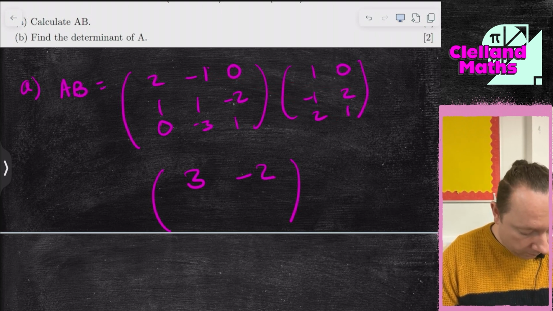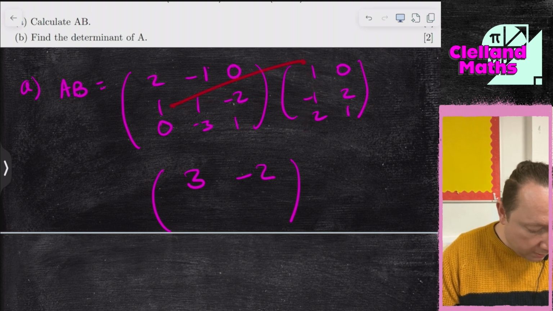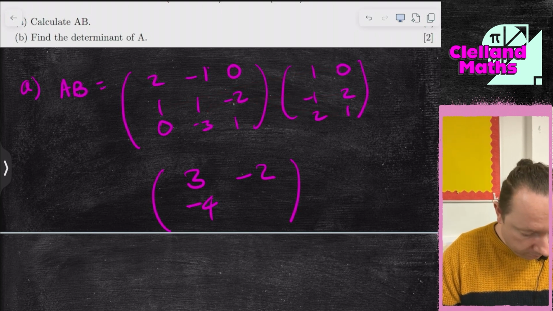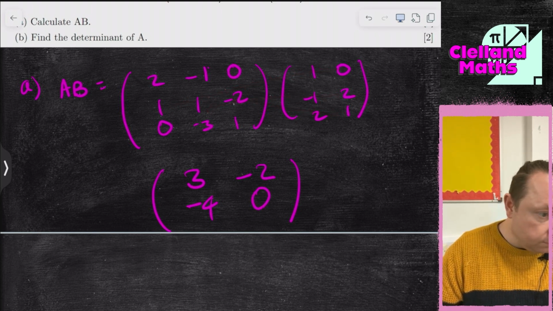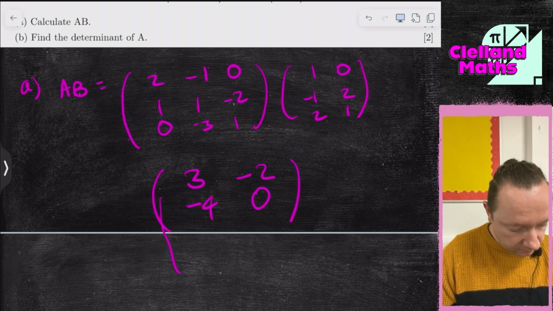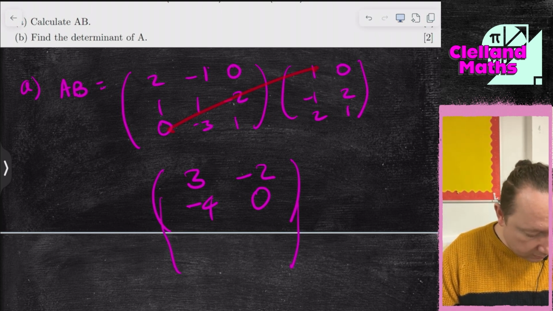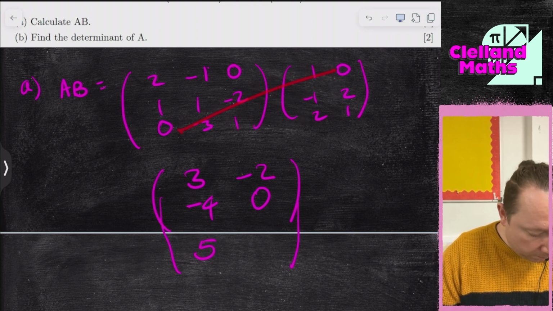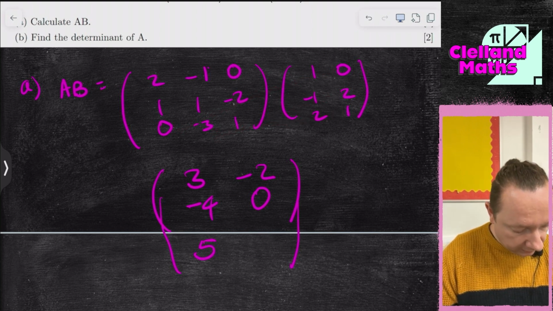And then I drop down a row, along and down. So it's going to be 1. Plus 1, because minus 1 is 0, then minus 4, and then I'm going to have 0, 2, minus 2, which is 0. And then the last elements, 0, 3, and 2, which is 5. 0, minus 6, add 1, which is minus 5.